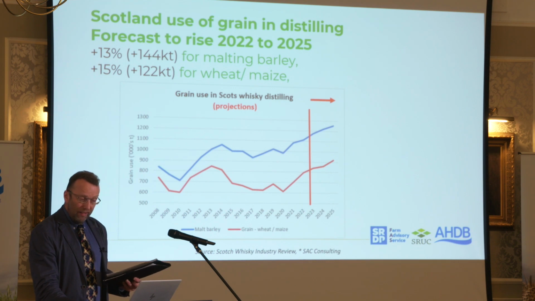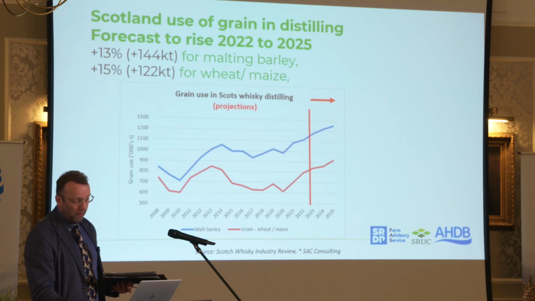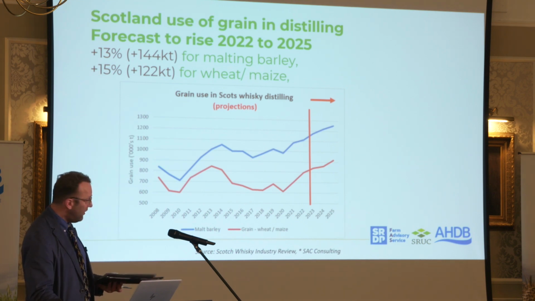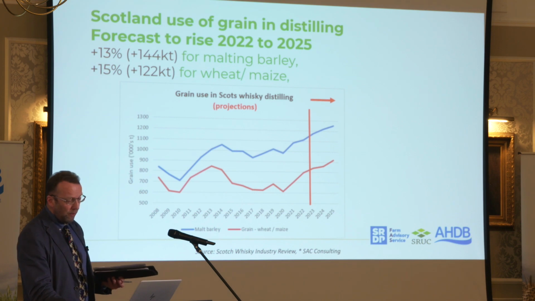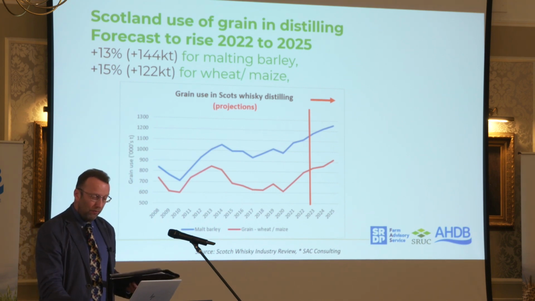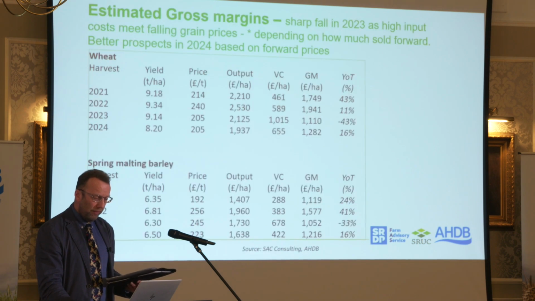And distilling, the forecast demands are still there. This is a slightly longer term, obviously going through to 2025. We've got another 140,000 tonnes of malting barley needed for distilling up to 2025, and similar for grain. So the underlying demand looks pretty good for whisky.